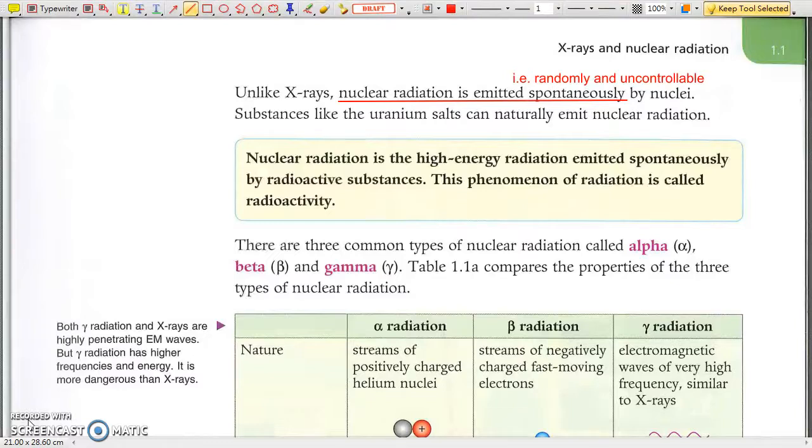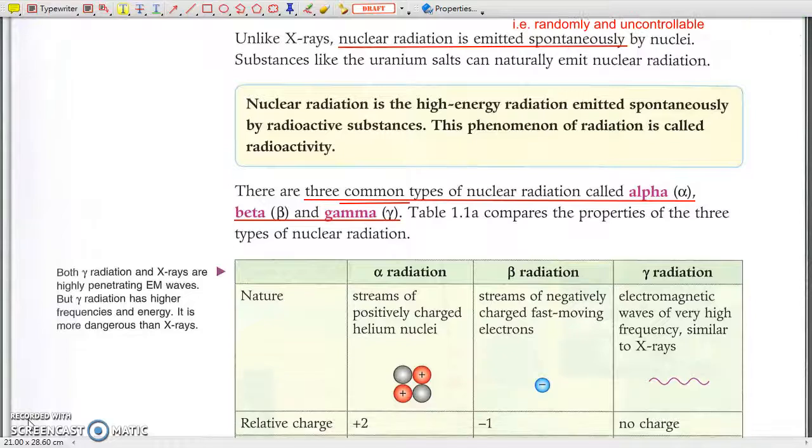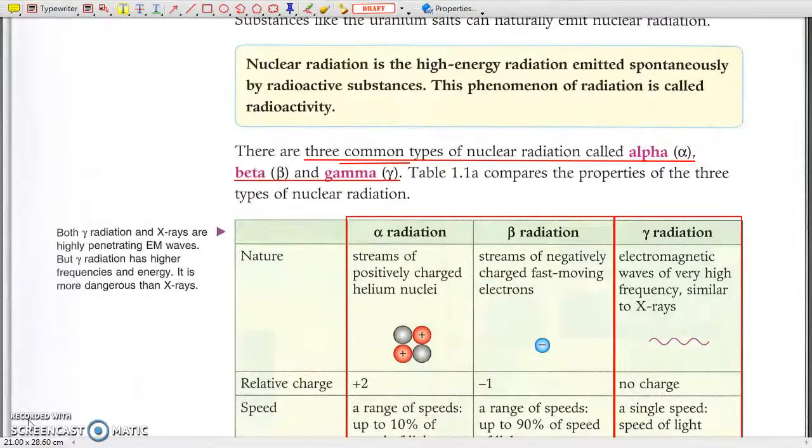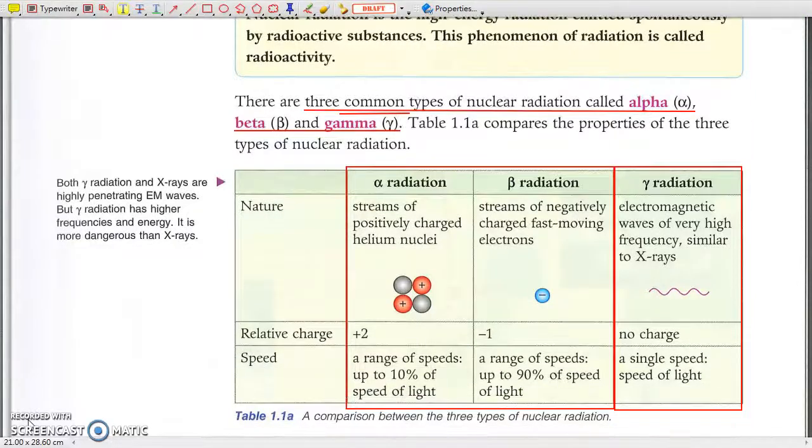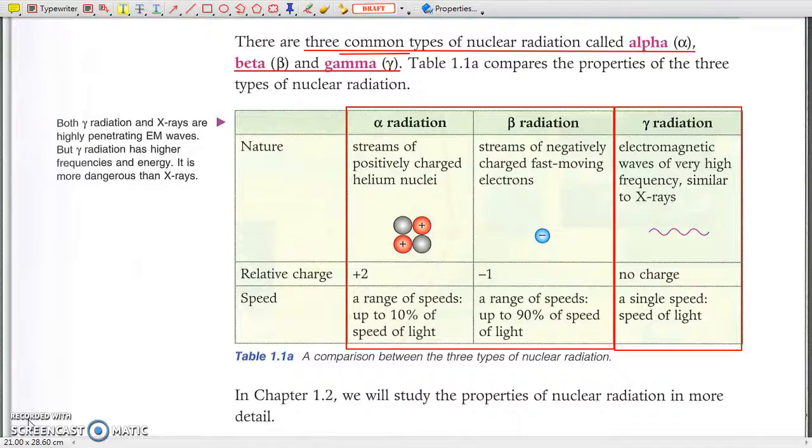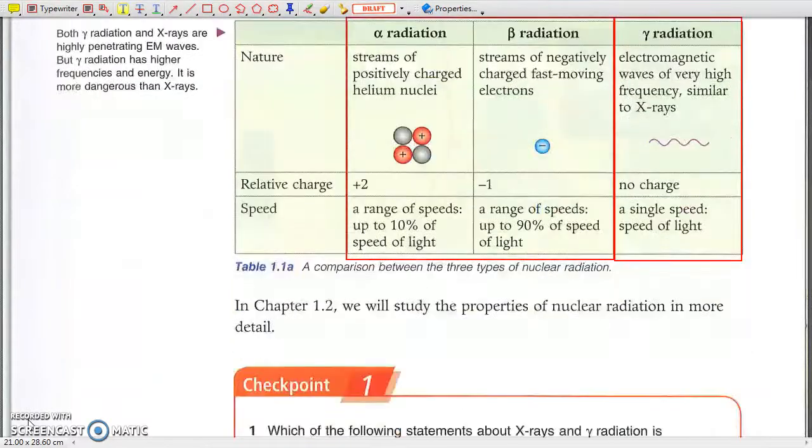Nuclear radiation can be classified into 3 common types, namely alpha, beta, and gamma radiations. The former 2 are particles, while the latter is a high-energy EM wave, as you should know. Do check point 1 below.